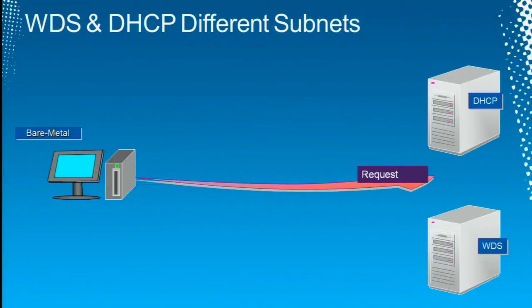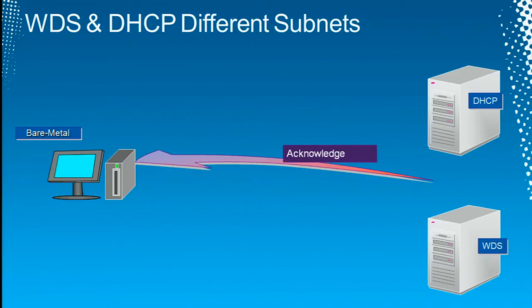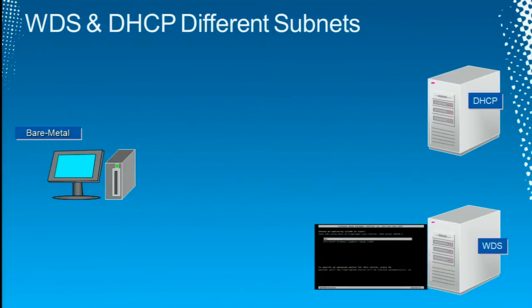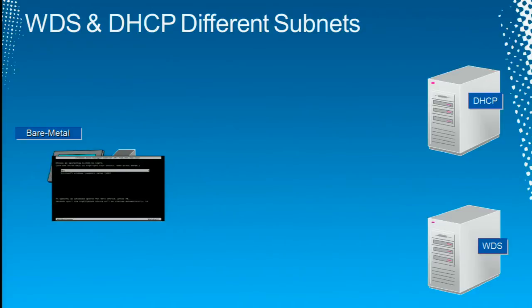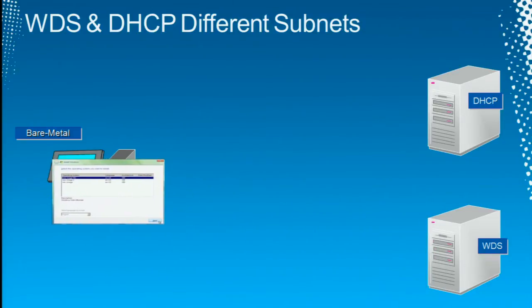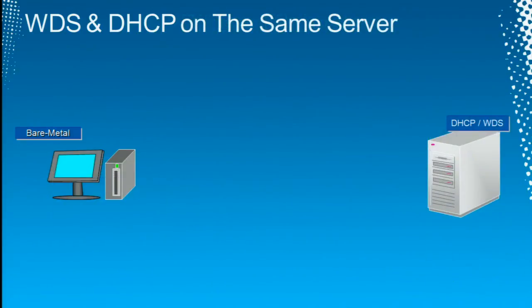Bare metal requests IP address be assigned to his MAC, and then an acknowledgement comes back from the DHCP server. He then contacts WDS, gets his WinPE menu and his OS image menu. WDS and DHCP on the same server. This is what you just saw me configure. And we got that one dialog box that came up and said, do not listen on UDP port 67, and also configure the PXE client setting, option 60 in DHCP.